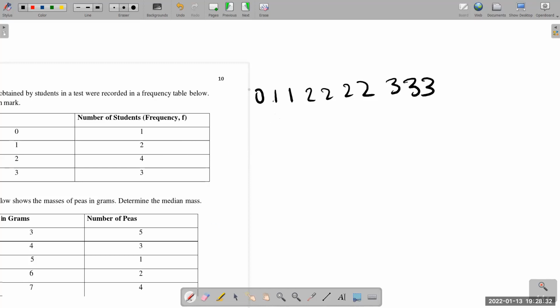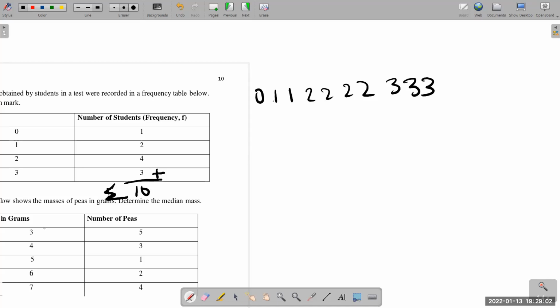Okay, so let's work it out. If we were to work it out, let's make sure we have the correct number of numbers. This is 1, 2, 3, 4, 5, 6, 7, 8, 9, 10. How many people did the test? We need to check. If we want to find how many people did the test, let's find the sum of F, remember? So that's 1 plus 2, that's 3. 3 plus 4 is 7. 7 plus 3 is 10. So that's correct because I have 1, 2, 3, 4, 5, 6, 7, 8, 9, 10.